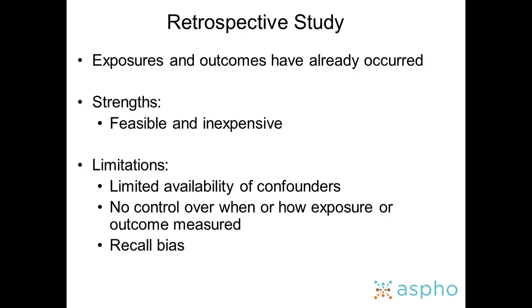So I am now going to go through a bunch of different study types. Retrospective studies, I think you're all going to be familiar with those. Those are when the exposures and outcomes have already occurred. These are usually the first projects you ever do as a resident or a fellow. The strengths are they're feasible, they're inexpensive. The limitations are we have limited availability of information about confounders. We have limited control, no control over how or when the exposure outcomes are measured, and there's a potential for recall bias.